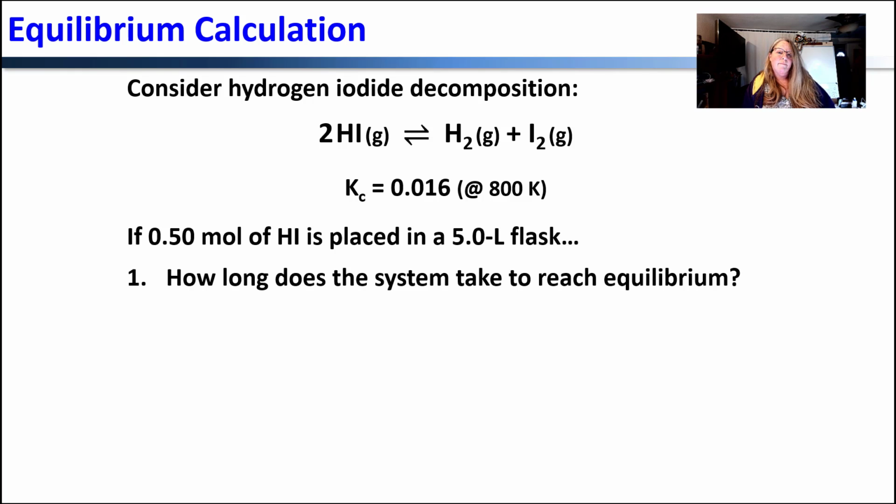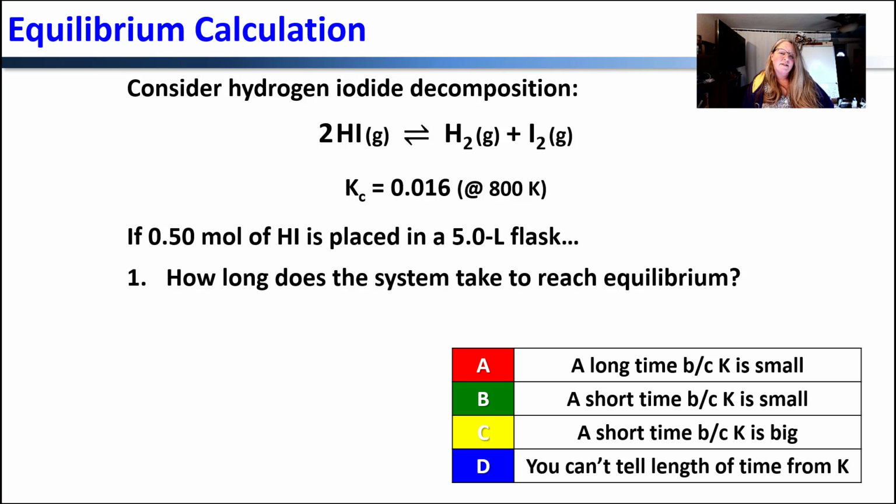But before we do that, I have changed the temperature, so the equilibrium constant Kc has changed. Can we use the value of Kc, in this case it's 0.016, that hasn't changed by much from the last question, to determine how fast it takes to get to equilibrium? Pause and think about it for a second and come back.